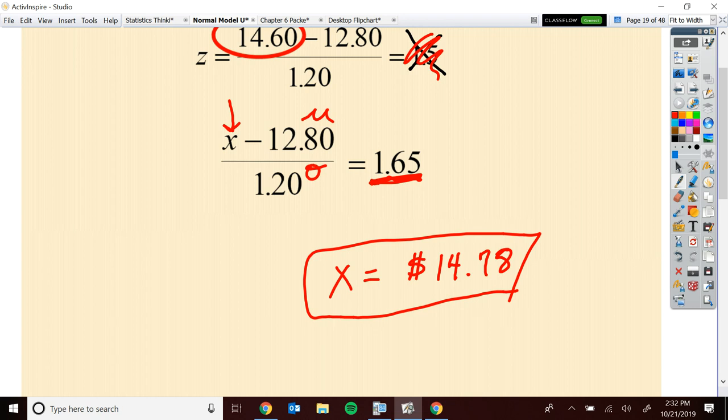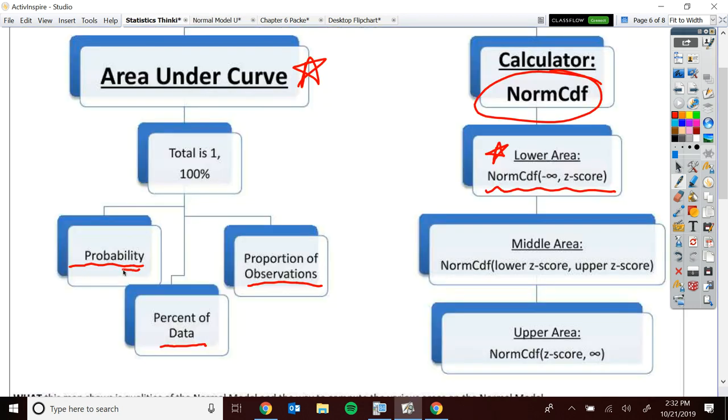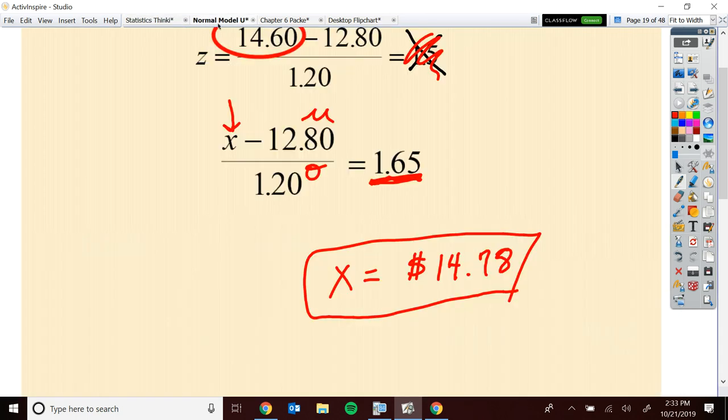So the idea is we weren't finding the probability or the percent or the proportion. That's your norm CDF. We were kind of going backwards. We were told the probability or proportion or percent, and we had to find the z-score. So we were going in a backwards motion.